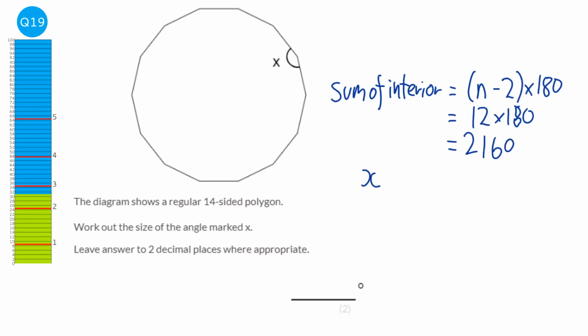So to find out what x is, we just need to get that 2,160 and divide it by 14. And that's going to equal 154.285 blah blah blah blah. And it says it wants it to round it to 2 decimal places, so that's going to be 154.29.